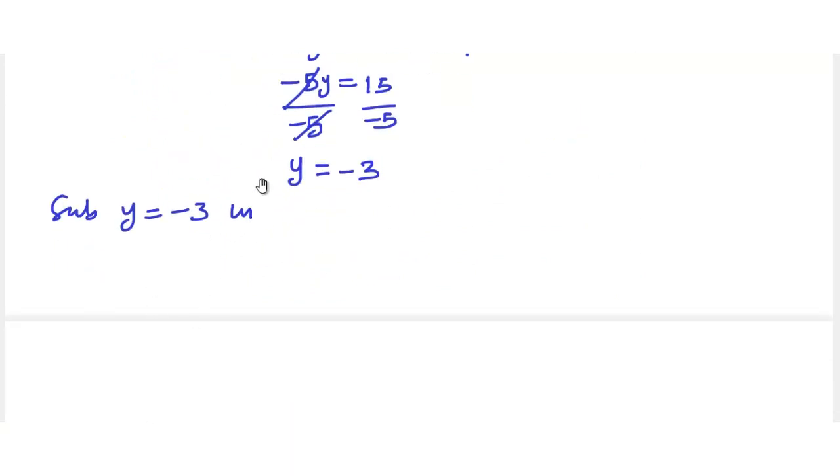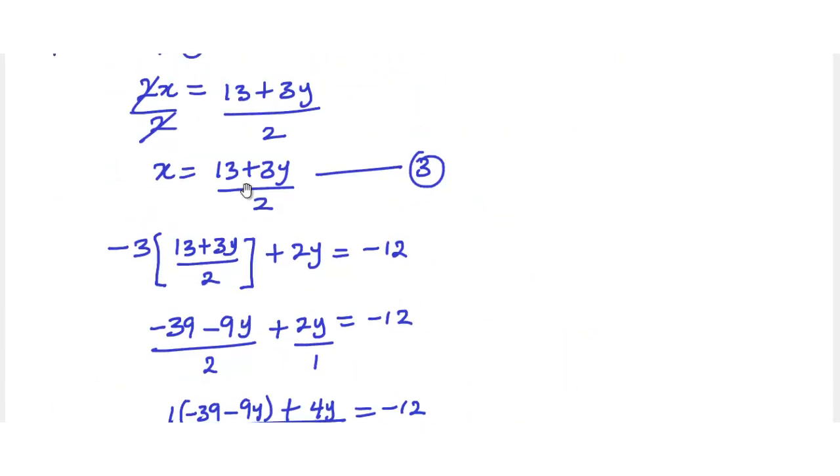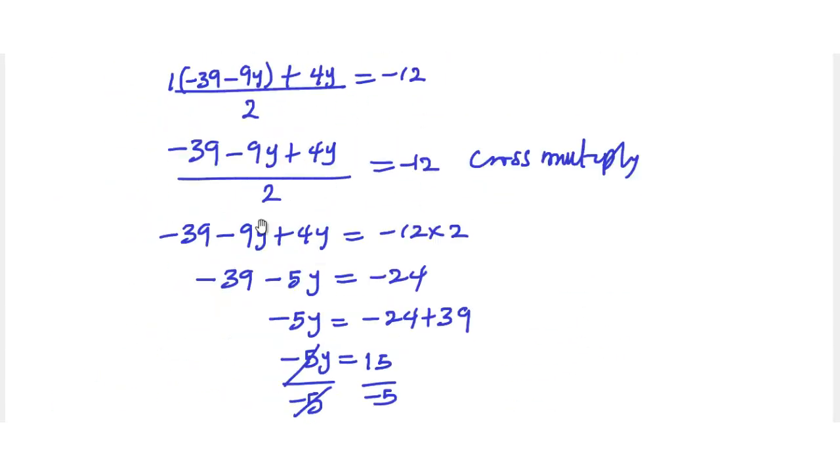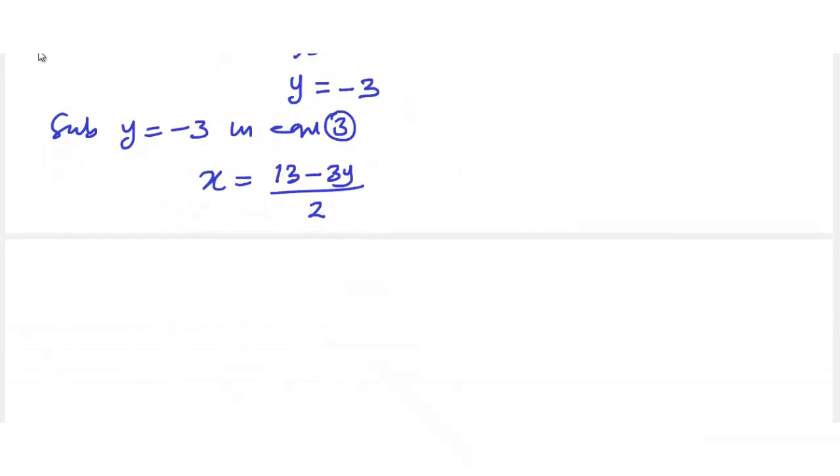So in equation 3, we have x is equal to 13 minus 3y over 2. Pardon me, let me confirm. 13 plus 3y over 2, not minus. 13 plus 3y over 2.